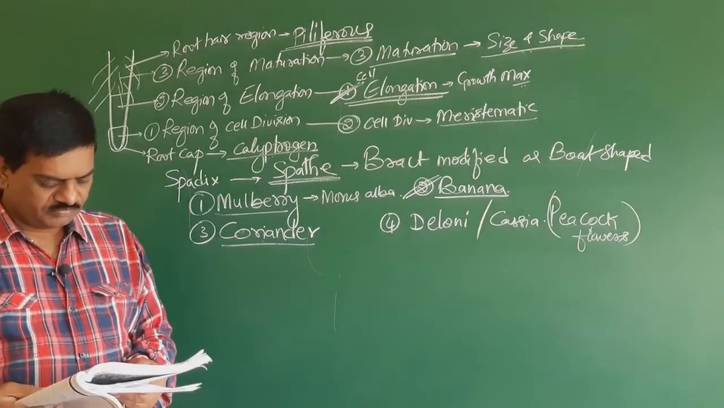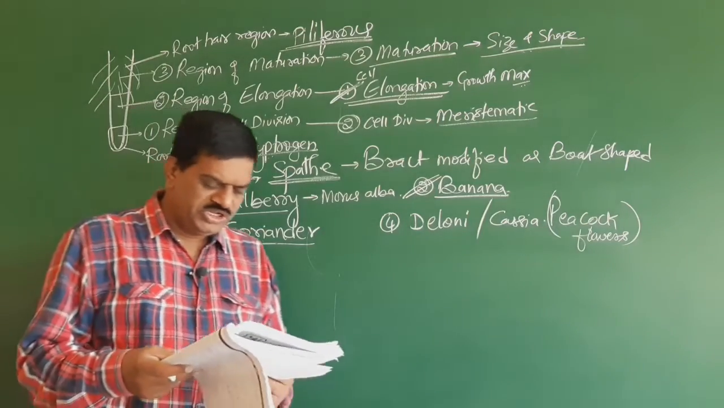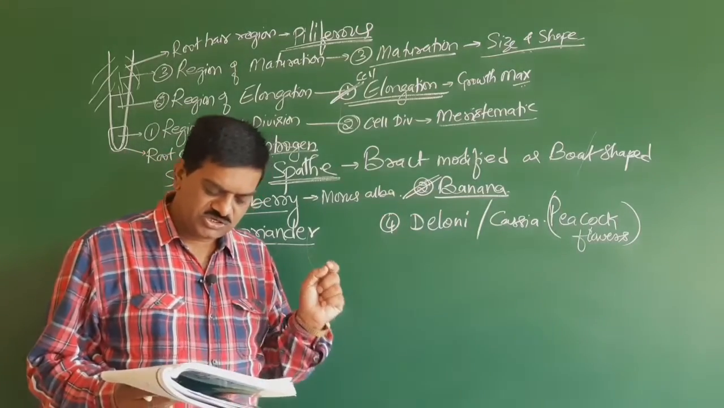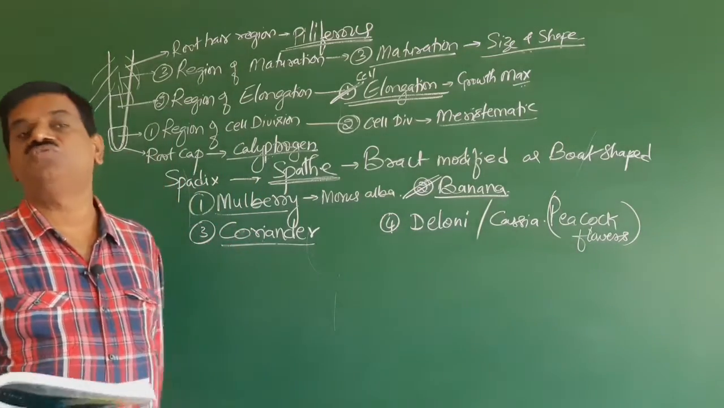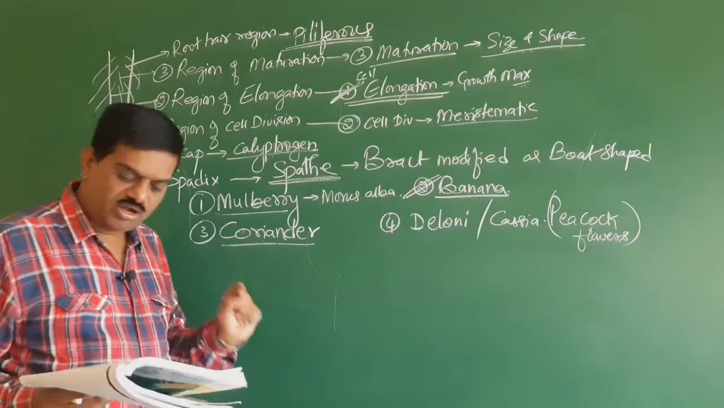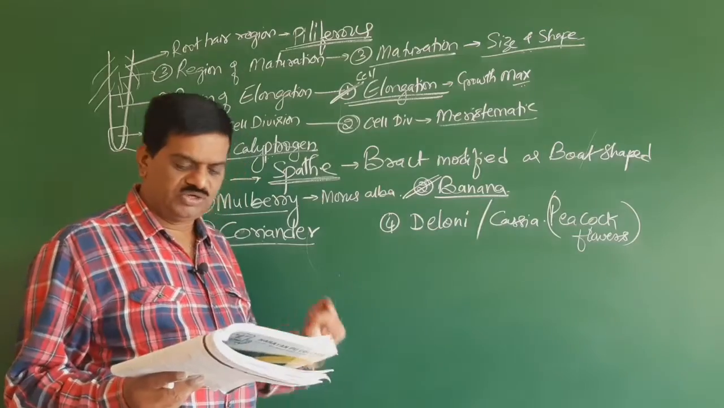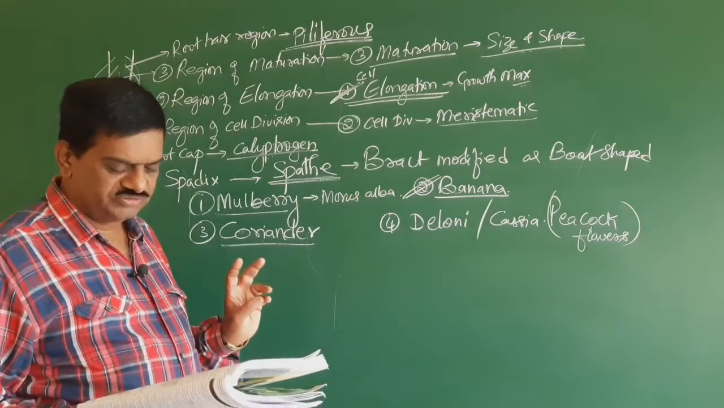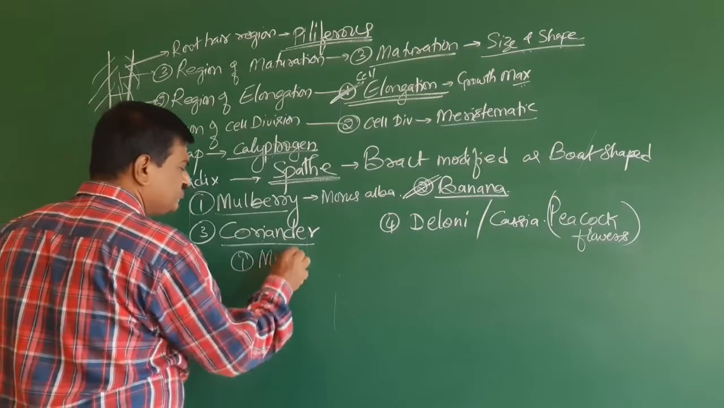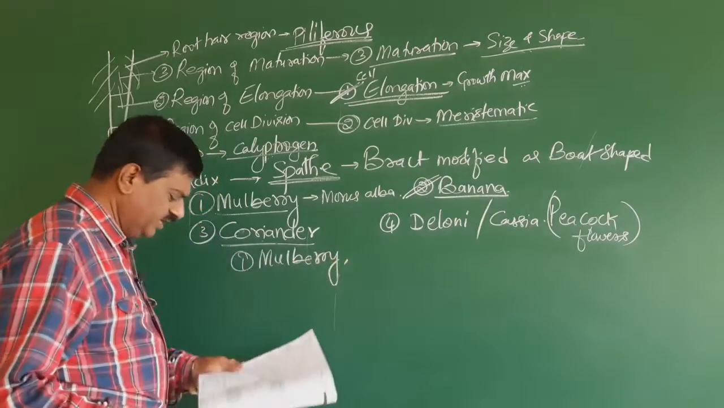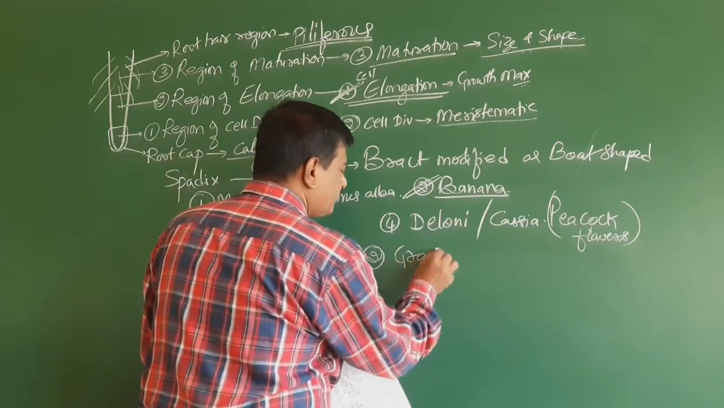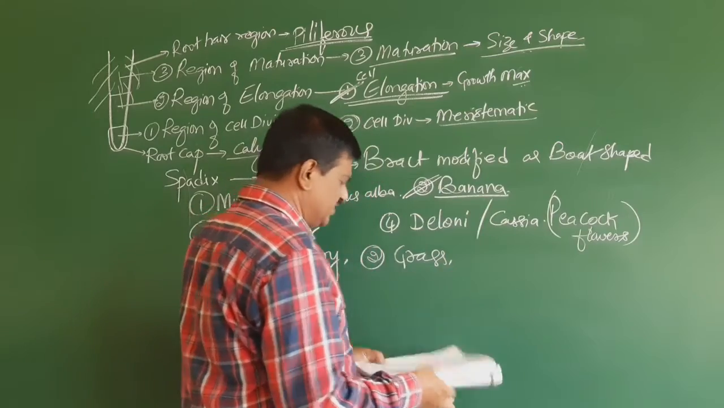Spike with unisexual flowers. Here the spike inflorescence is called as spike with unisexual flowers or catkin. Spike or catkin with unisexual flowers occurs in. The first option is mulberry. The second option is called as grass. And the third option is called as wheat.